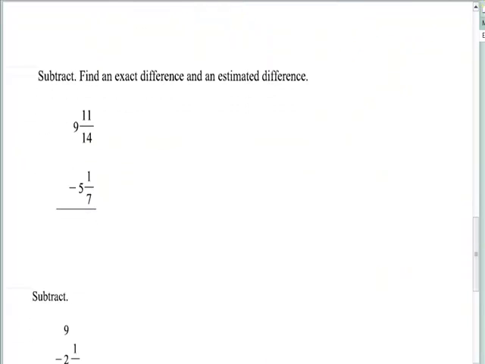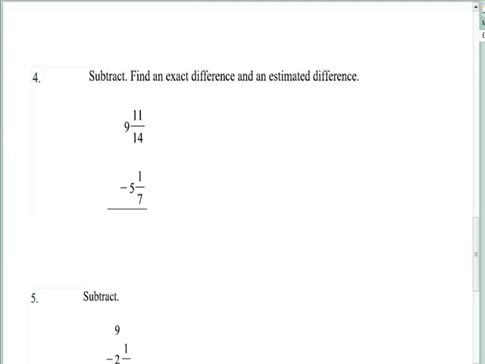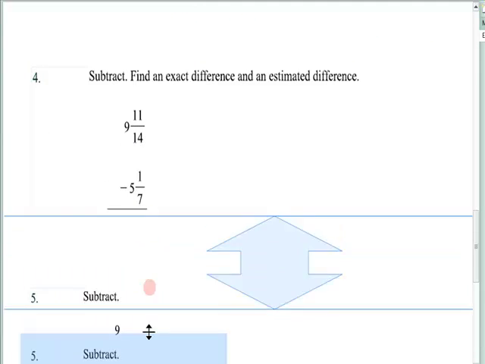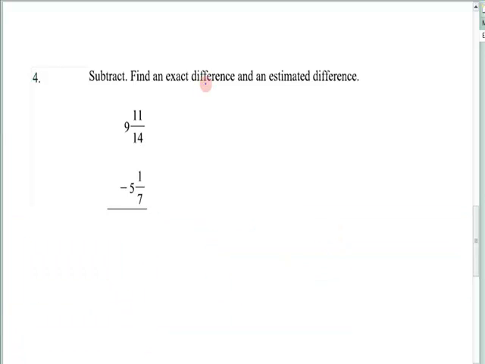All right. Next one. Find the exact difference and an estimated difference. Let's go ahead and do this estimated.